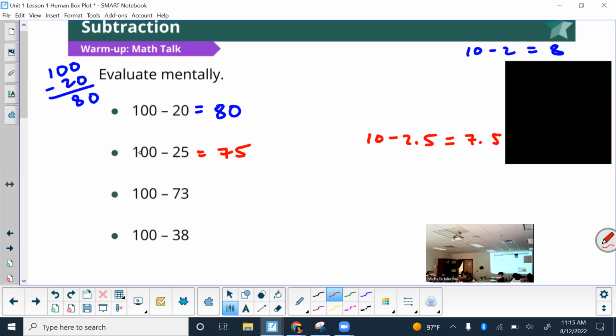Personally, I think of it as quarters. All right, you get 25 cents, 50 cents, 75 cents, $1. Those are easy increments that I remember, so I would probably get this one pretty fast. What about the 100 minus 73? What is that?